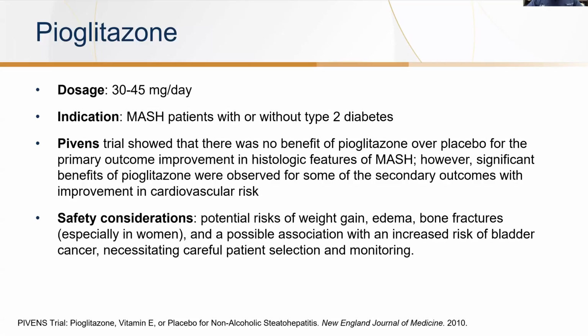Pioglitazone, this is an anti-diabetic drug that's administered at 30 to 45 milligrams a day. It's indicated for MASH patients with or without type 2 diabetes. The PIVENS trial did show that there is no benefit of pioglitazone over placebo for the primary outcome of improvement in histologic features of MASH. However, some of the secondary outcomes showed some improvement with cardiovascular risk.